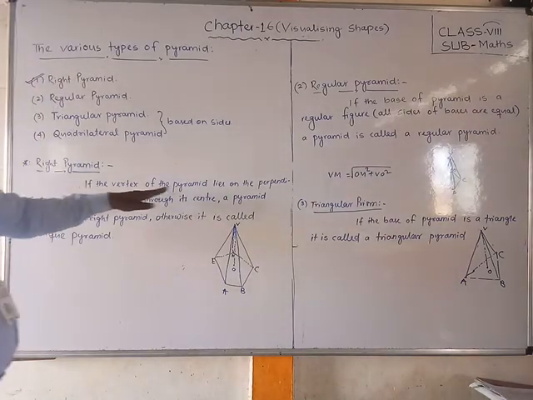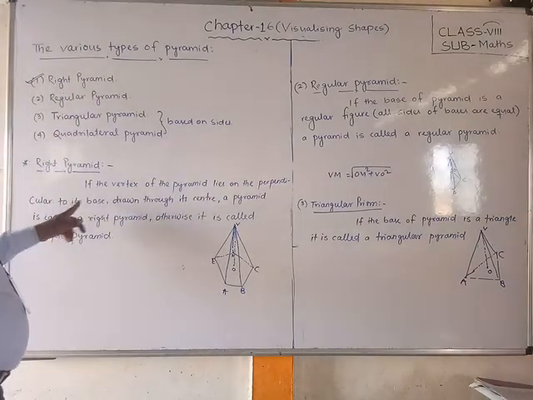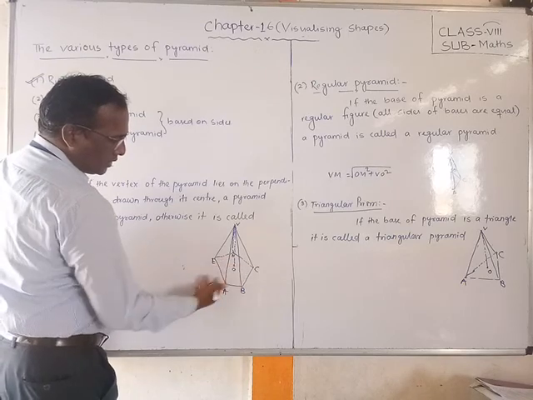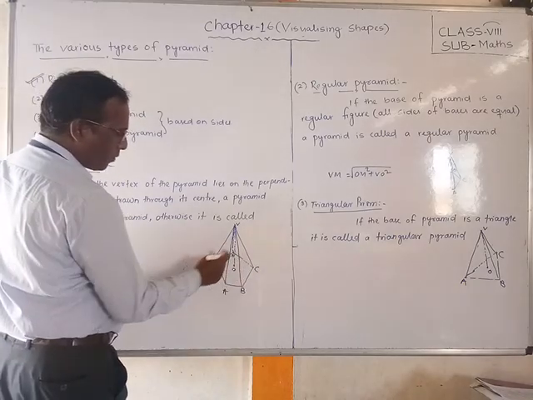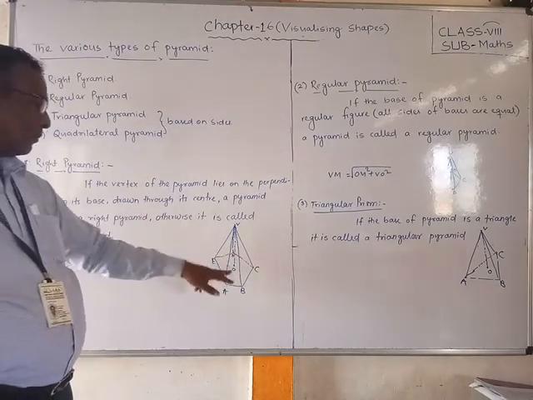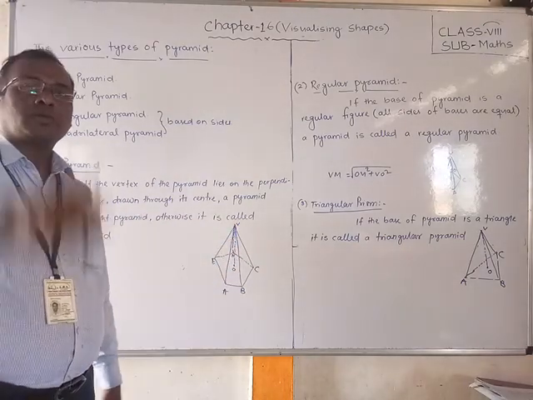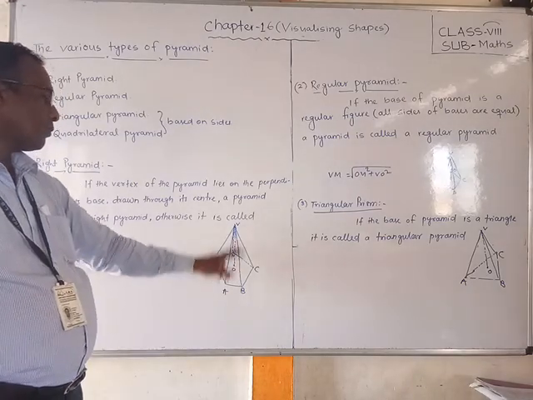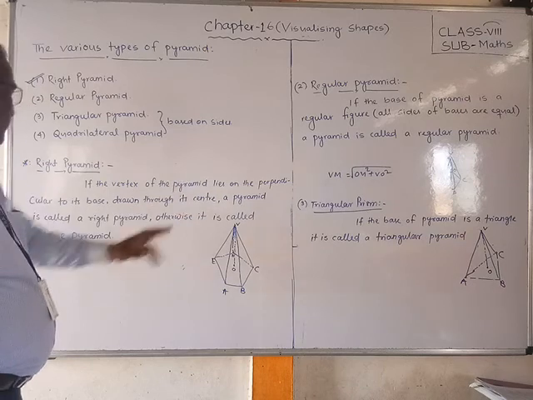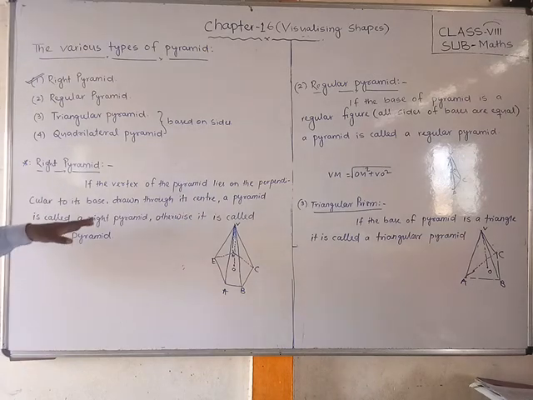If the vertex of the pyramid lies on a perpendicular to its base, I have drawn that here in the figure. This is called the base. The base has 1, 2, 3, 4, 5 sides. If there is a perpendicular line from the vertex to the base, drawn through its center, then such a pyramid is called a right pyramid. Otherwise it is called an oblique pyramid.